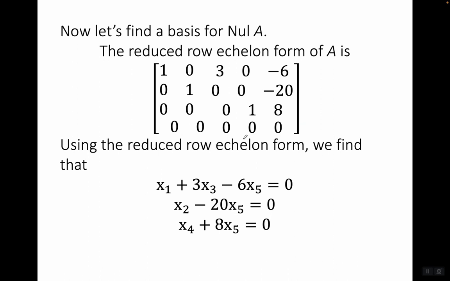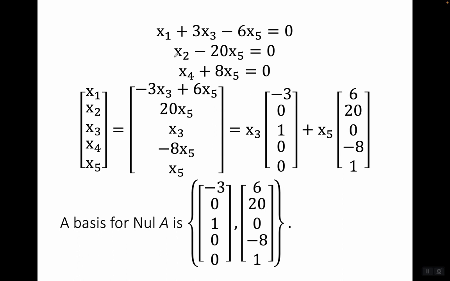Now let's find a basis for the null space of A. The reduced row echelon form of A looks like this. Using the reduced row echelon form, we find that this first equation is going to be x1 plus 3x3 minus 6x5 equals 0, because we're trying to solve Ax equals 0, and this is the reduced row echelon form of A. We also get x3 minus 20x5 equals 0, and x4 plus 8x5 equals 0. Now, if we write these three equations, which we saw in the previous slide, in parametric vector form, this is what we end up with.